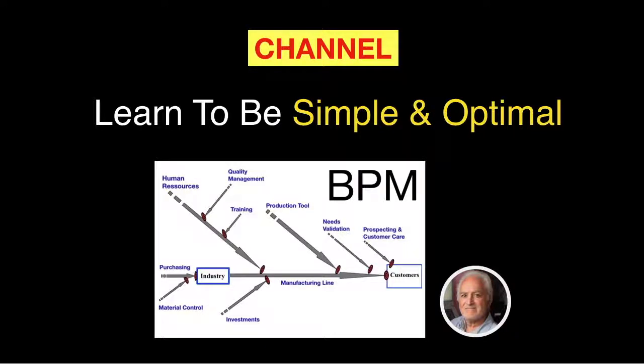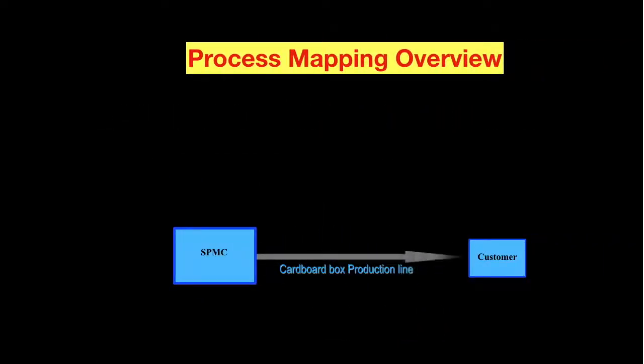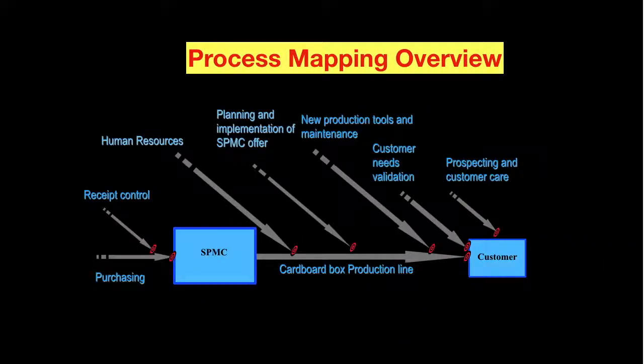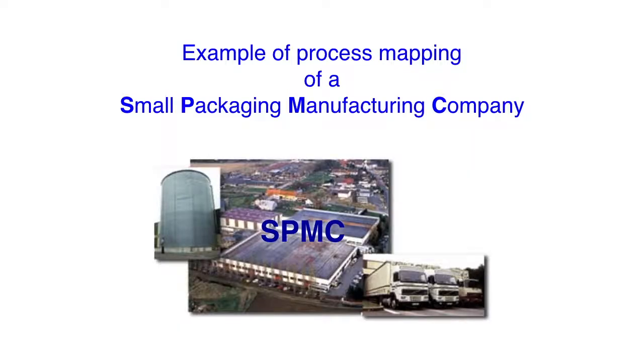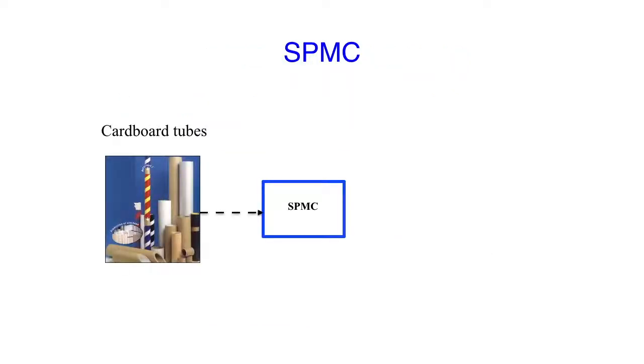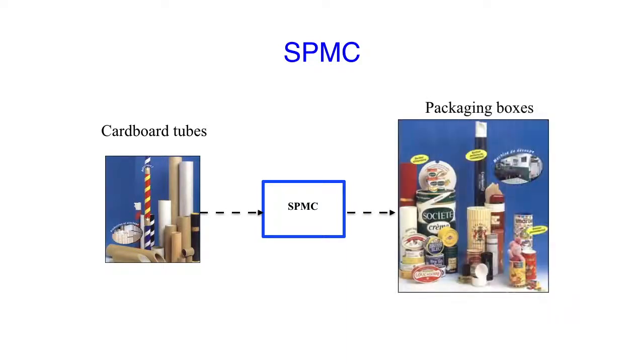The purpose of this channel is to explain how to think in a simple and optimal way. In this video, we will develop a real case study I made in a real company. It will show you how to build a simple and optimal overview of several processes. This company is manufacturing various cardboard boxes made for packaging products. The company we name SPMC uses cardboard tubes to manufacture packaging boxes.